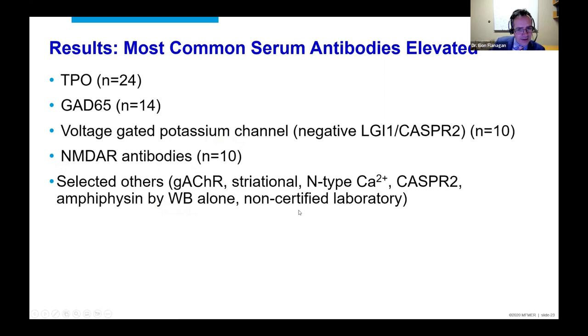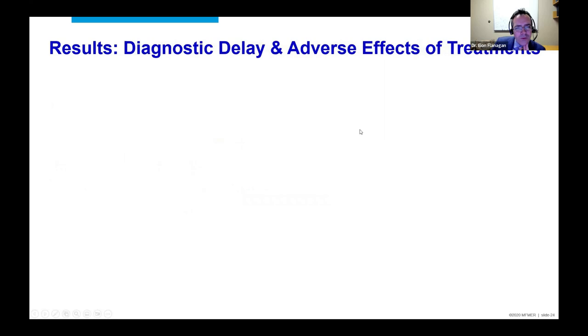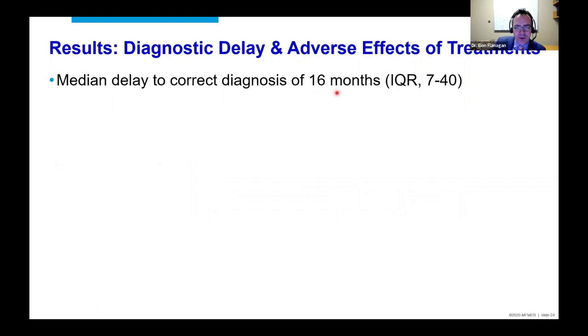So what about what happened with these patients? We found that many of these patients had a delay to diagnosis of up to a year and a half. So this led to them not getting the correct diagnosis, and then a delay in treatment of that true diagnosis of up to a year and a half, and even longer in some other patients.